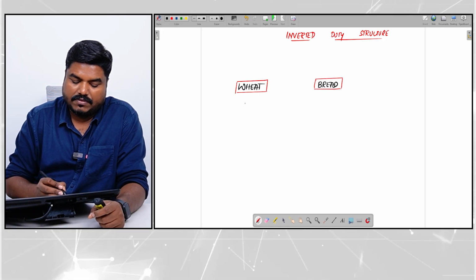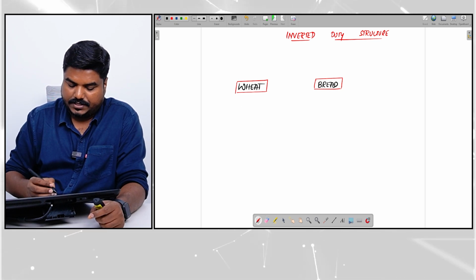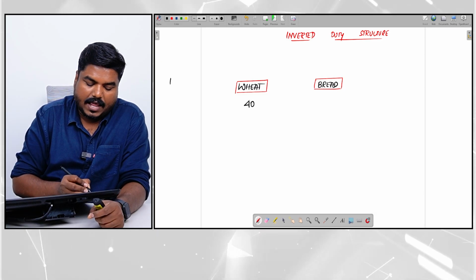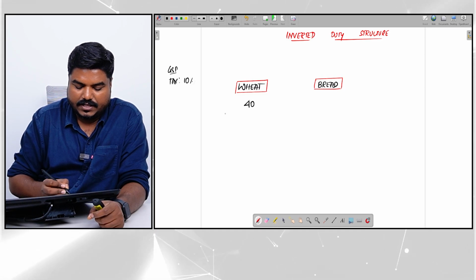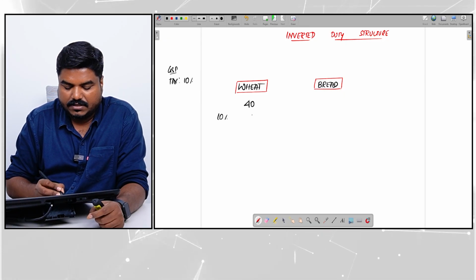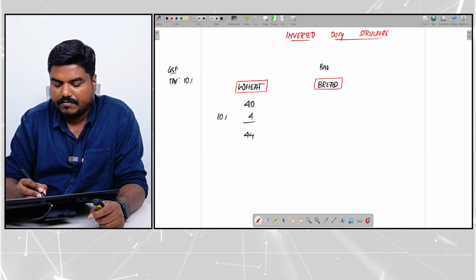Now assume the price of the wheat is 40 rupees per kg. Tax amount, assume GST is 10%. That means tax is 10%. This becomes 44 rupees.